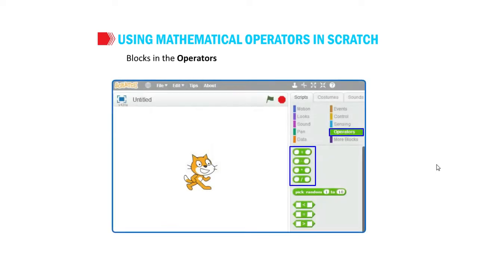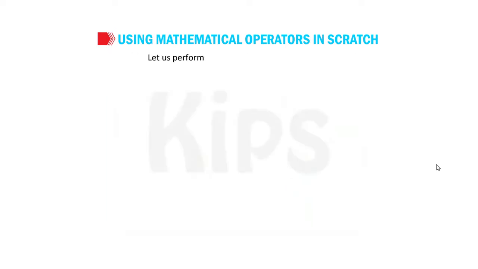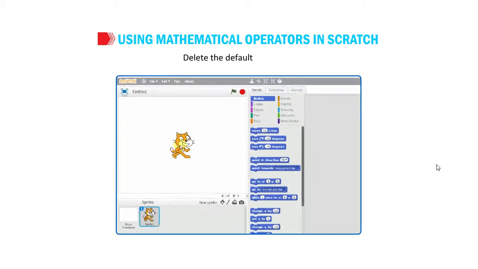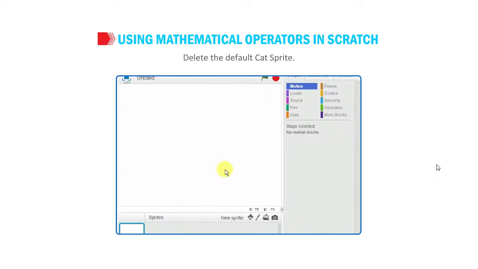Blocks in the operators block category are found in shape. They are light green color coded blocks and used to solve mathematical equations. These blocks can easily be placed in the value box of any other block. Let us perform calculations in a Scratch project. Open a new file in Scratch window. Delete the default cat sprite. Click on the Choose Sprite from the Library button.